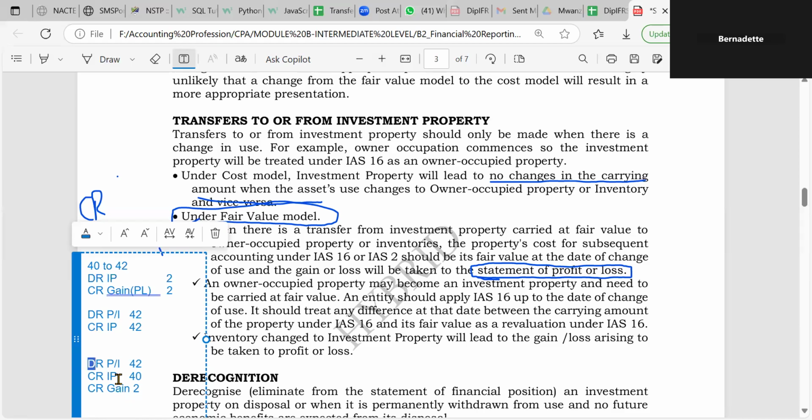This gain should follow the principles of the previous standard. After doing it initially, from here onwards, if you are using PPE and the revaluation model, whatever gain should go to other comprehensive income. I hope you've got that.